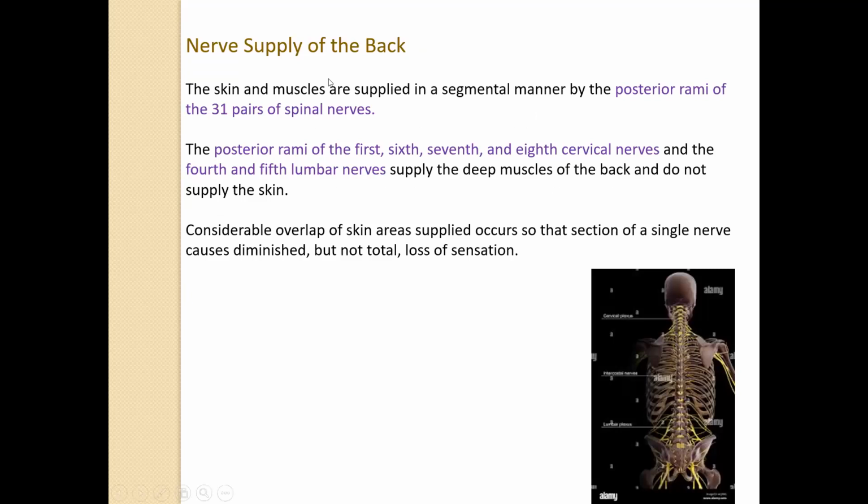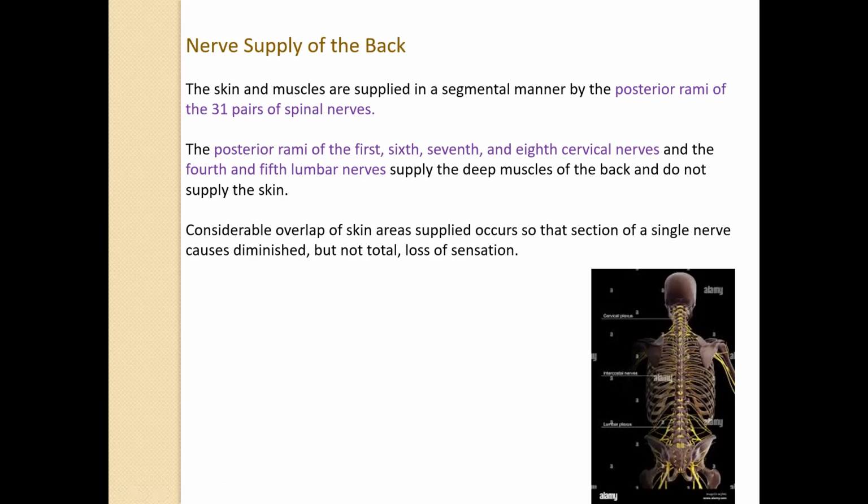Then a brief summary of the nerve supply of the back. Skin and all muscles are supplied in a segmental manner by the posterior rami of the 31 pairs of spinal nerves. You can see in this picture in the yellow color, there are spinal nerves emerging from the spinal canal on both sides. There are 31 pairs of spinal nerves.